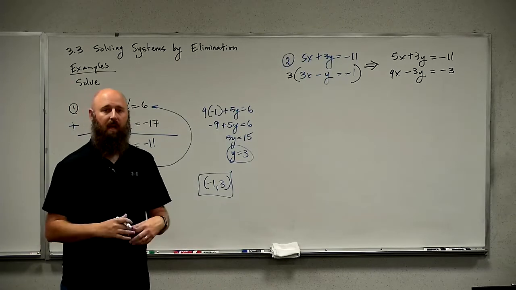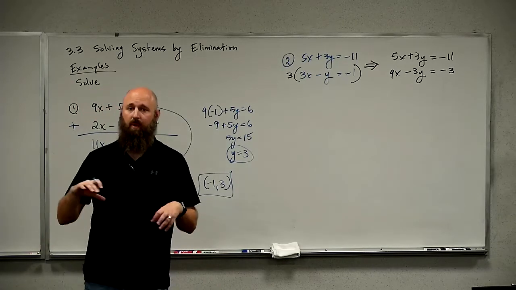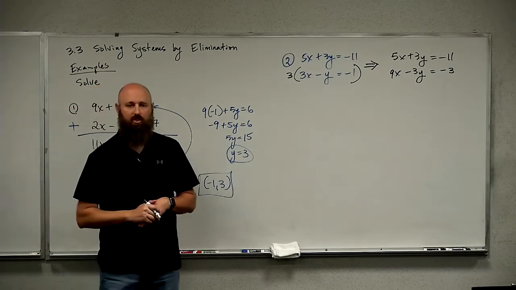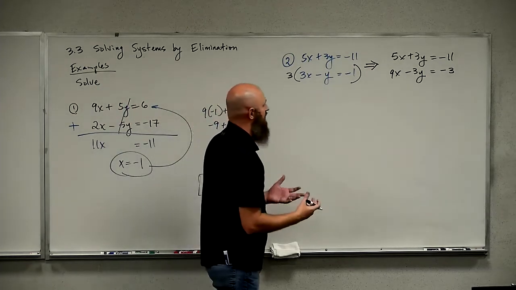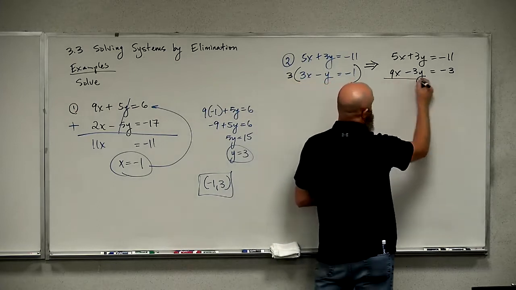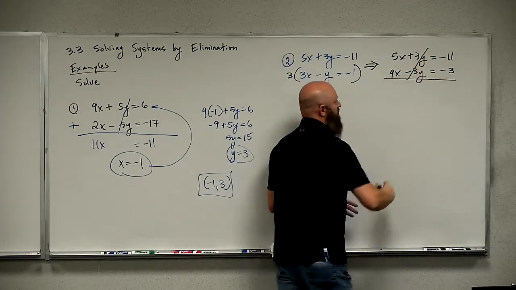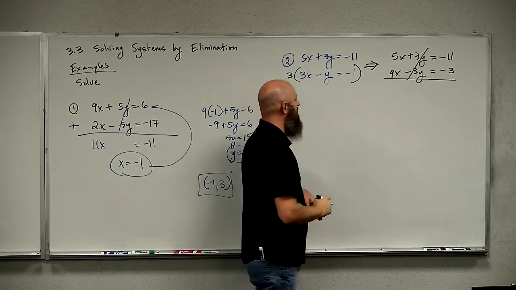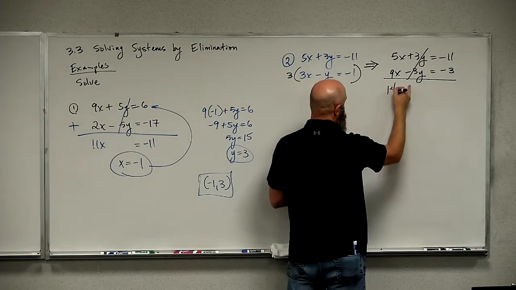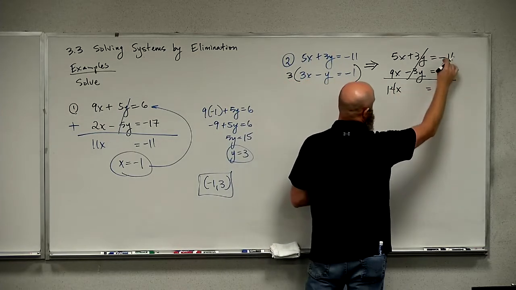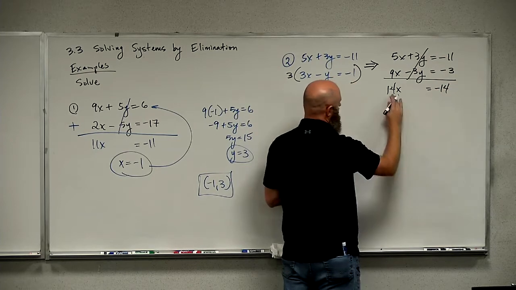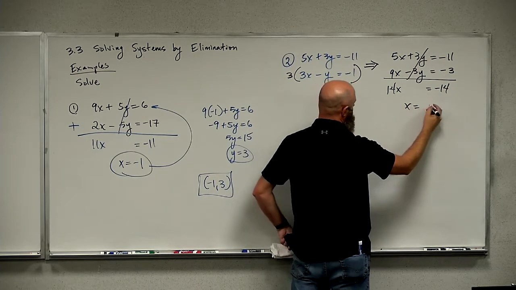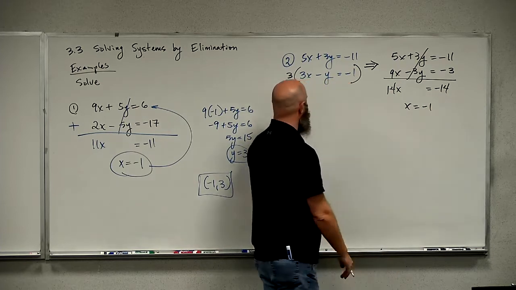I can do that as long as I multiply everything in the equation by that number. It creates just a multiple of it. It's the same equation. We see that my y's are going to cancel. So 5x plus 9x, that's 14x. Negative 11 and negative 3 make negative 14. We divide there, and x equals negative 1.